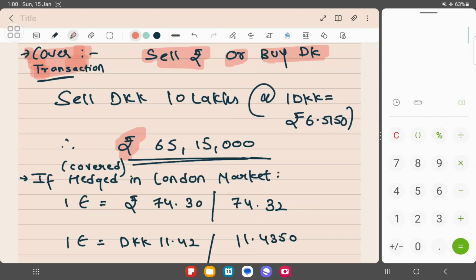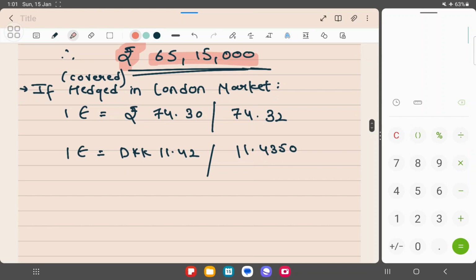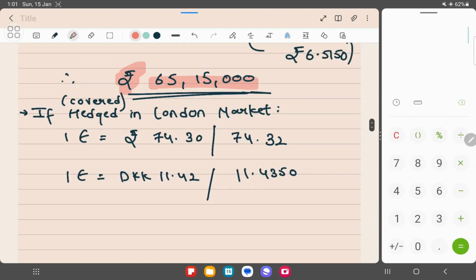So now finally I have rupee 65,15,000. To cover the transaction, I will have to sell this rupee. First we'll do it in the London market. So how do we do this? Rupee is not quoted directly against DKK, so we have to use the cross rates. I have summarized the rates here from the question itself. These are basically the question rates.